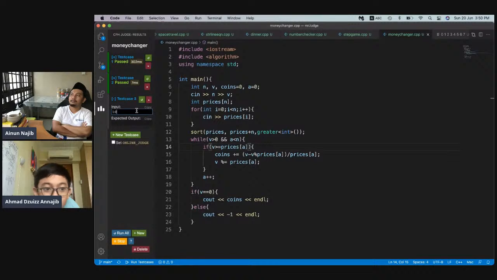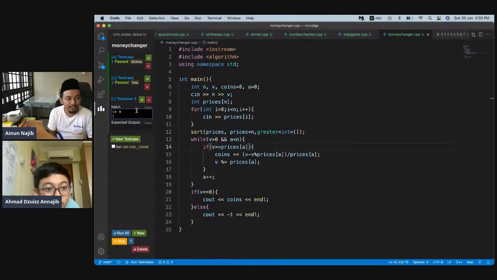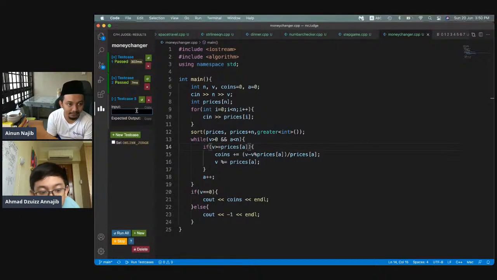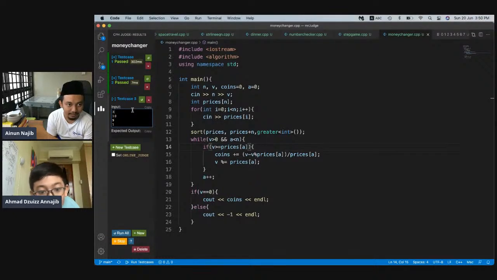10, 9, 1. Okay, you got 3 coins. So three. 10, 9, 1 are the coins, and the number you want to make is 99. What do you get if you run your program?